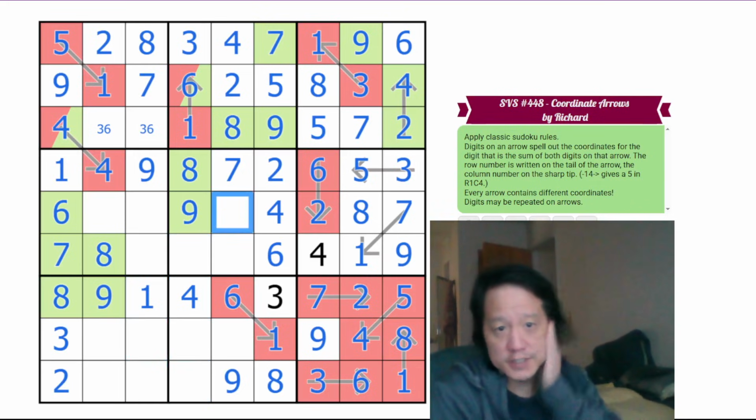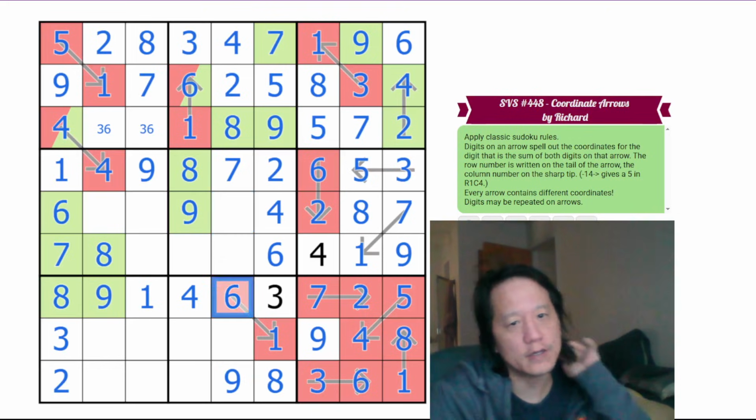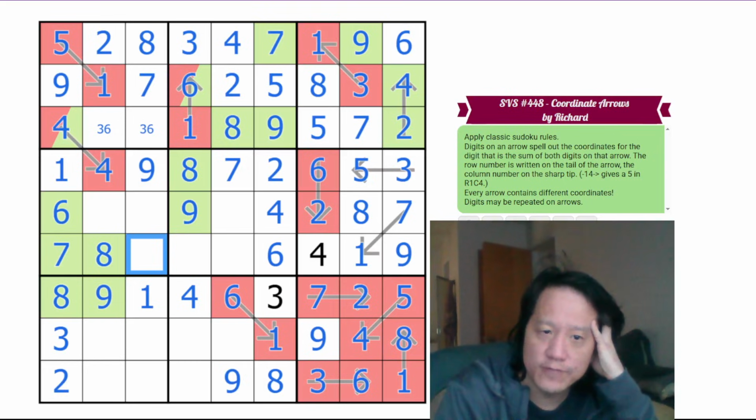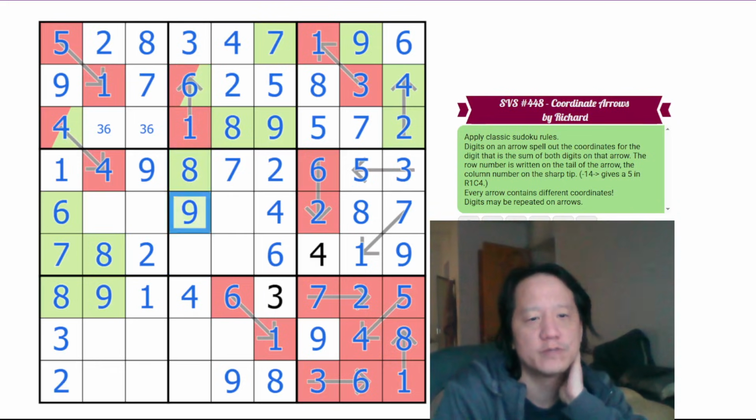We have 6 digits remaining in row 6. We have 2, 3, and 5 remaining. 2 cannot be either of these, so this must be 2 here. This must be 3 and 5. 3 can't be here because of 3 in the column. So this is 5 and 3. That leaves a 1 here.